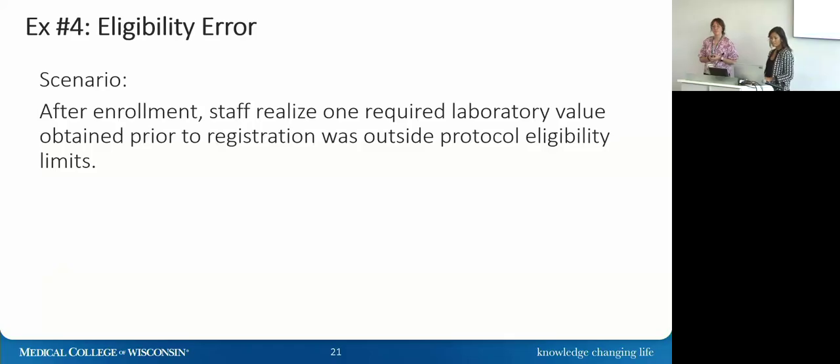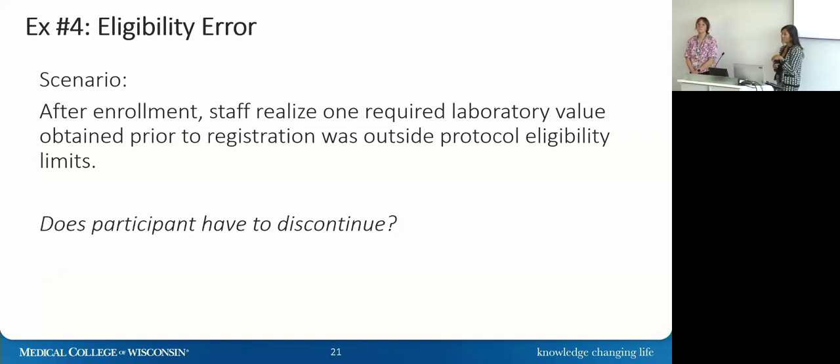Okay, another example. This is your new scenario. After enrollment, staff realized one required lab value obtained prior to registration was outside the eligibility limits. So, what kind of questions do we have? Does the participant have to discontinue this trial? What do you guys think?